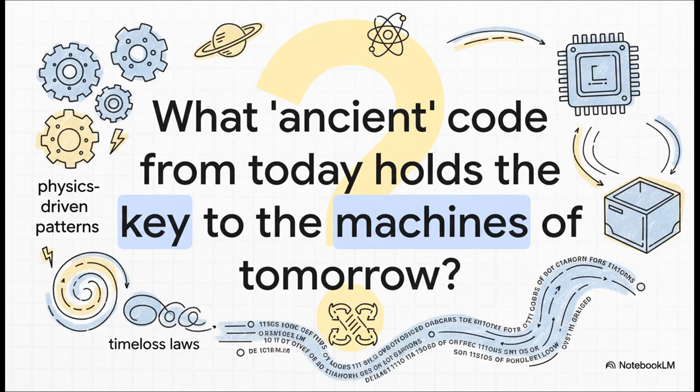What are the essential physics-driven patterns that we're using right now? You know, among all the different frameworks and languages we use today, which parts are just temporary trends? And which ones are the timeless laws that programmers in the year 2050 will be rediscovering all over again? Pretty interesting thing to think about.